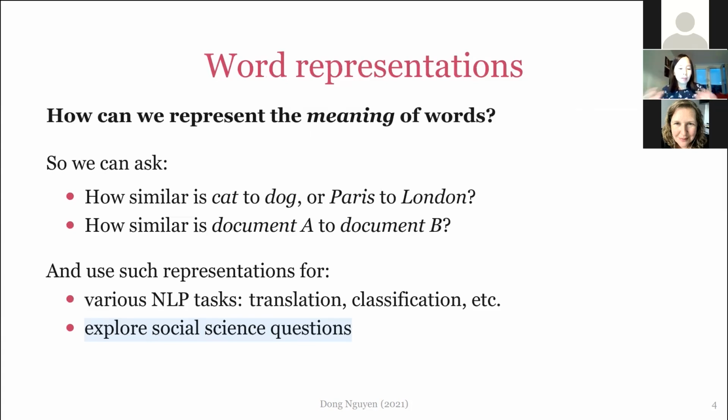These representations that somehow capture the meaning of words are used in many different ways. They are used for various natural language processing tasks like translation, classification, etc. And they're also increasingly used to explore social science questions. For example, how do people in different communities use language differently? Or how does the meaning of particular words change over time? And how does that relate to changes in society, for example? So we see that these word representations are also increasingly used in fields outside of NLP.